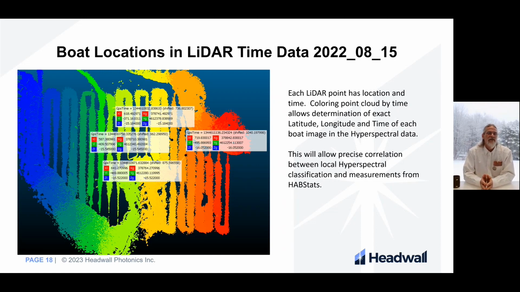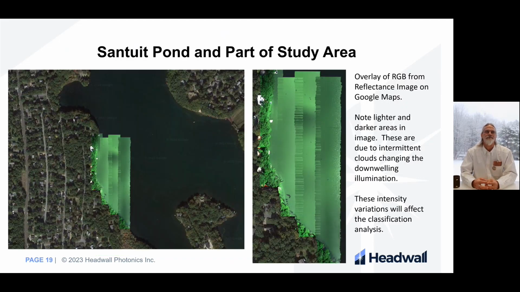This particular image, instead of being colored by altitude, is colored by GPS time, with blue being the beginning and red being the end. And so that's how I can extract from the LiDAR the actual exact locations and times of the boats for correlating these measurements.